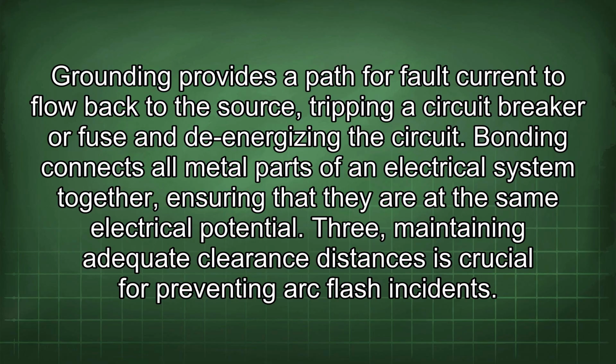Grounding provides a path for fault current to flow back to the source, tripping a circuit breaker or fuse and de-energizing the circuit. Bonding connects all metal parts of an electrical system together, ensuring that they are at the same electrical potential. 3. Maintaining adequate clearance distances is crucial for preventing arc flash incidents.